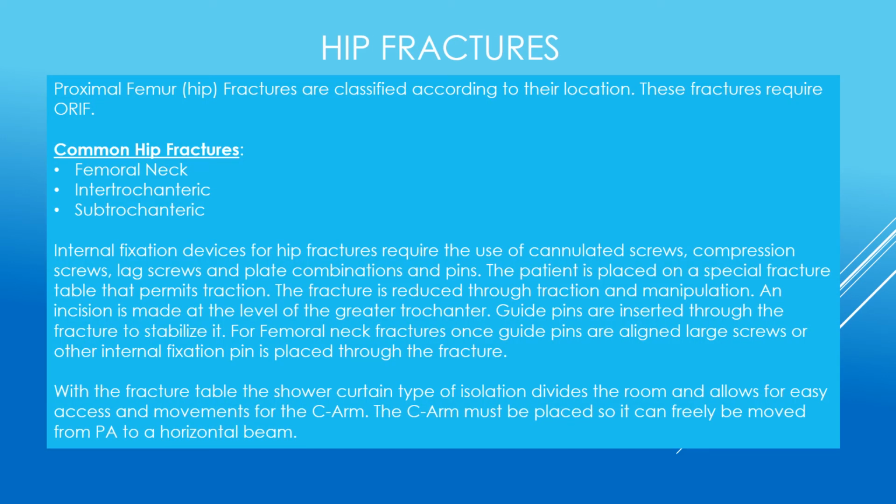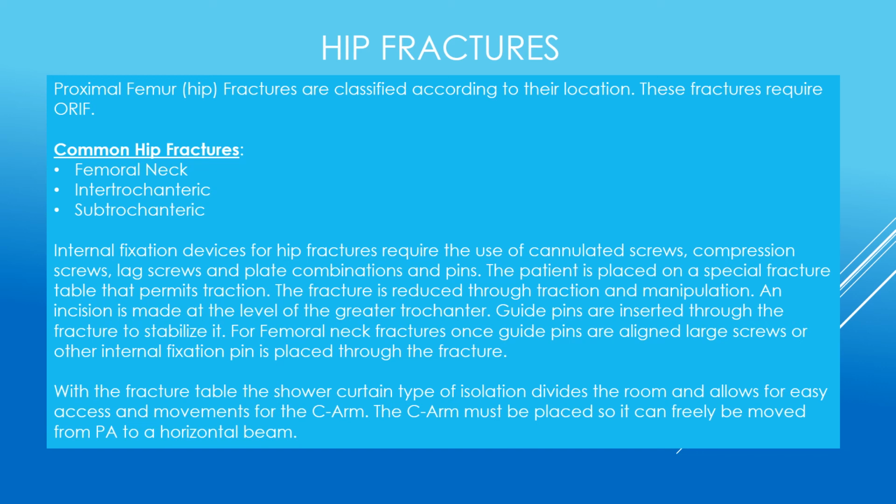Hip fractures. Proximal femur or hip fractures are classified according to their location. These fractures require ORIF. Common hip fractures are femoral neck, intertrochanteric, and subtrochanteric. Internal fixation devices for hip fractures require the use of cannulated screws, compression screws, lag screws, and a plate combination of pins. The patient is placed on a special fracture table that permits traction. The fracture is reduced through traction and manipulation, and an incision is made at the level of the greater trochanter. Guide pins are inserted through the fracture to stabilize it.